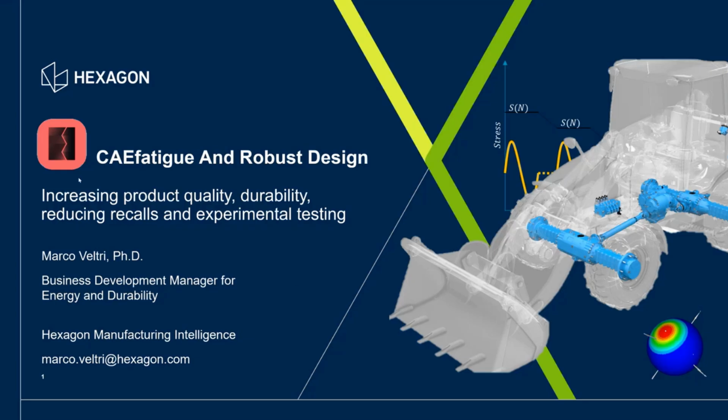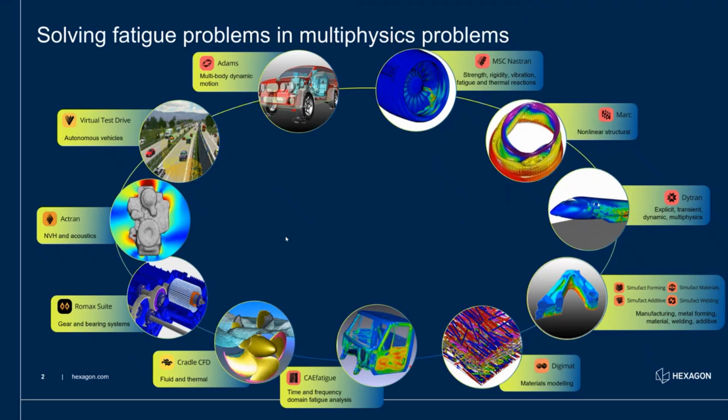And the idea is to cover CAEfatigue as well, a bit of Romax design. As I'll show very briefly, we combine the 2 things because they are part of the same architecture. Let me give you the familiar overview when it comes to Hexagon design and engineering, where we have a number of tools and capabilities. Within this range of capabilities from CFD to multi-body dynamics to finite element and materials and so forth, we also have a dedicated vertical around fatigue.